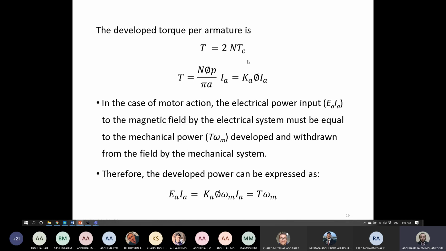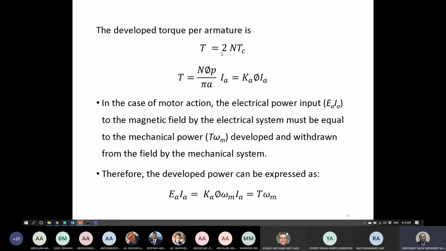For the two conductors, the resultant torque will be 2 multiplied by the number of turns, which is Z divided by 2, multiplied by the torque for one coil or torque for one conductor. Sorry, Doctor, what torque does it represent? Not the torque of the coil, the torque on the other side of the equation.